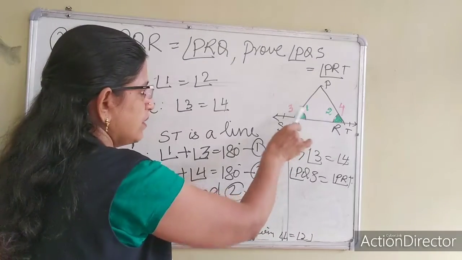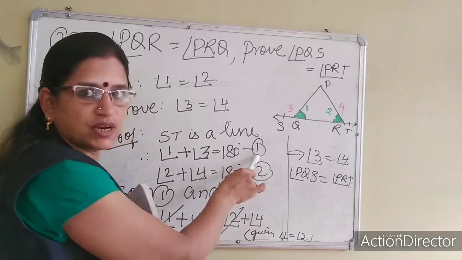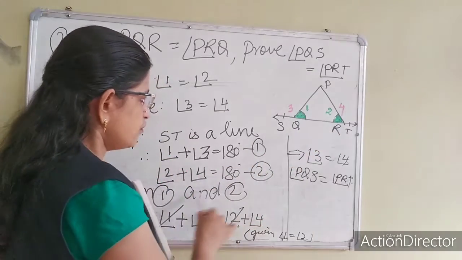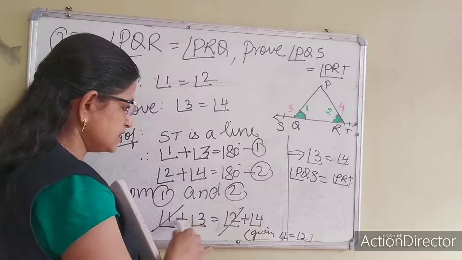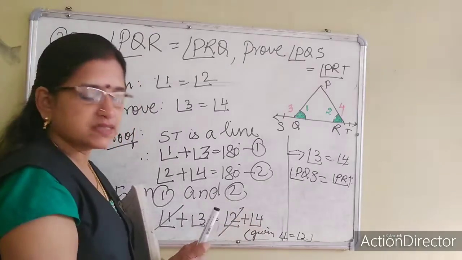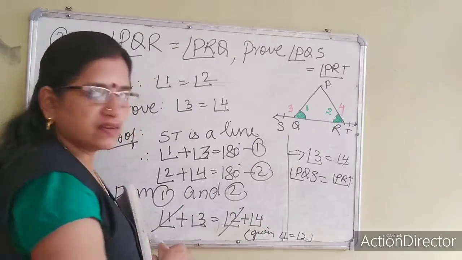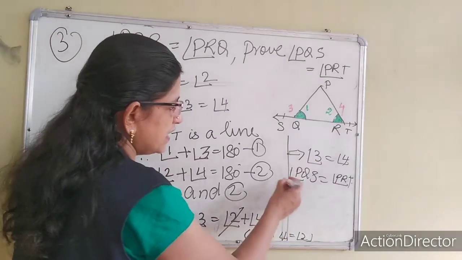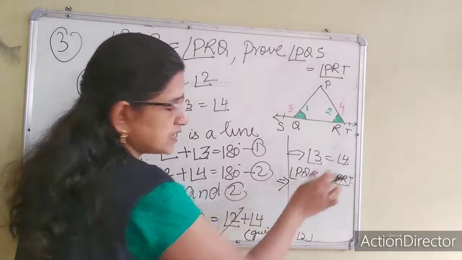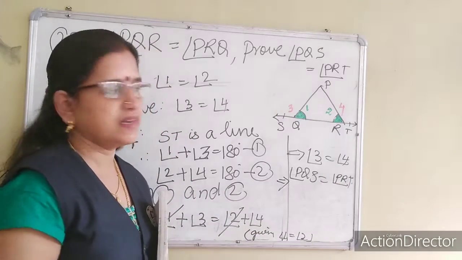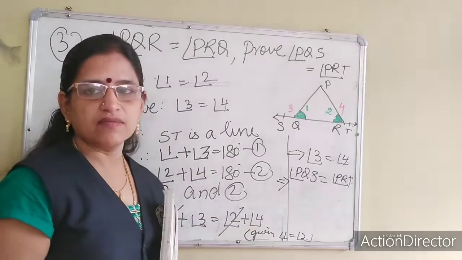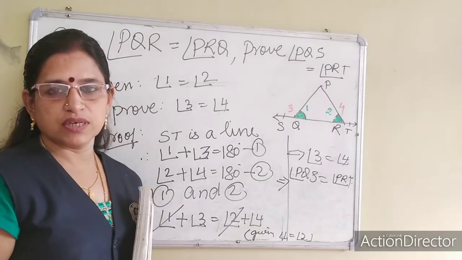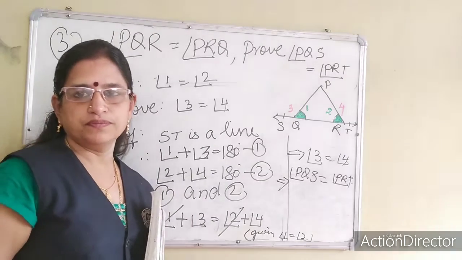So I can have 1 plus 3 is equal to 180, equation number 1, and 2 plus 4 is 180 as equation number 2. From 1 and 2 I can say 1 plus 3 is equal to 2 plus 4. So now I can cancel 1 and 2 and show that 3 is equal to 4, which implies PQS is equal to PRT, which is nothing but angle 3 is equal to angle 4. Hope you understood these two sums, that is 3 and 4.